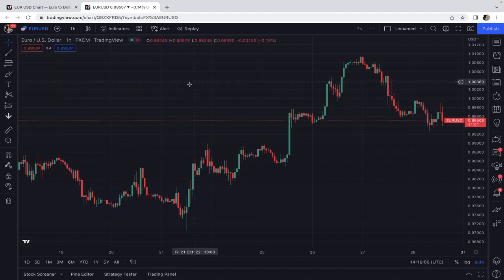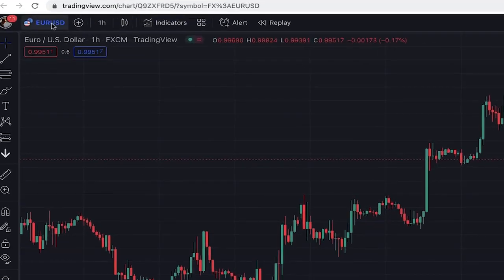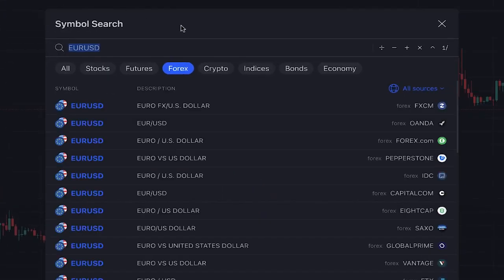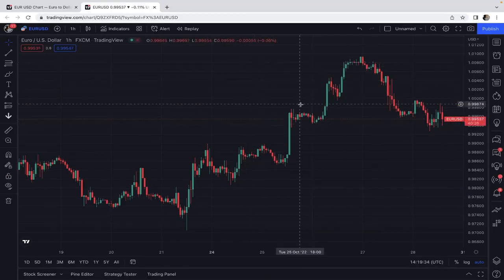This is the price chart of euro to dollar of the forex market, but there is no limitation on the asset or market, and you can use this strategy on any other asset or market, whether it's forex, crypto, or stocks. In this strategy, we have 5 moving averages.